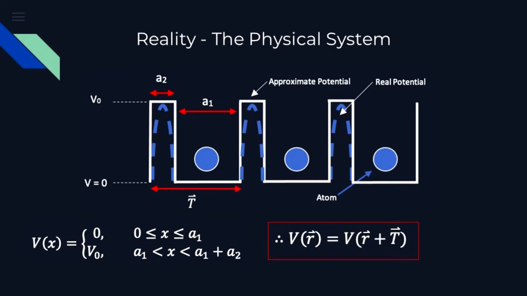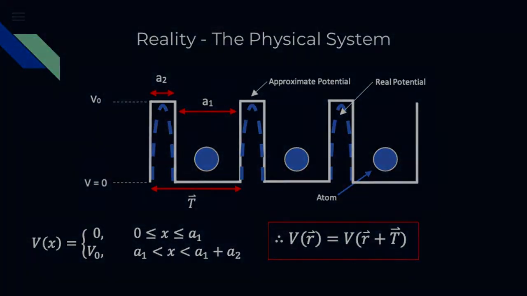The potential energy and eigenfunctions in a periodic 1D lattice are equal to themselves at their equivalent position in the neighboring cell, which can be described by the crystal lattice vector, or period, which is represented by T. Both the approximated and real potential are zero between the potentials where the atoms exist.